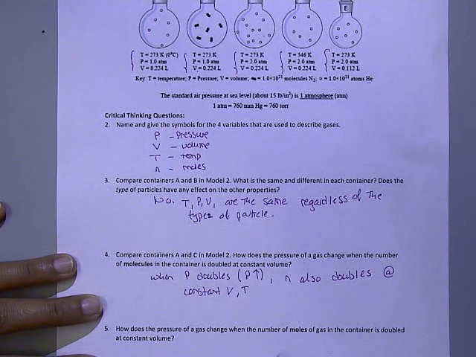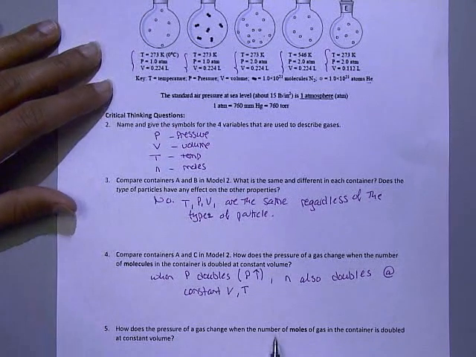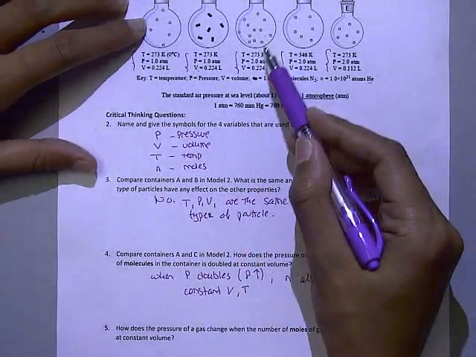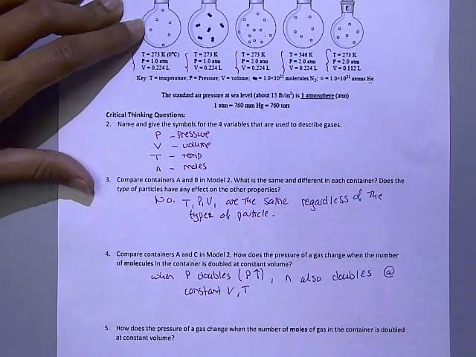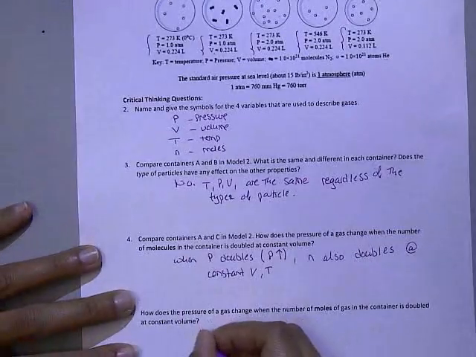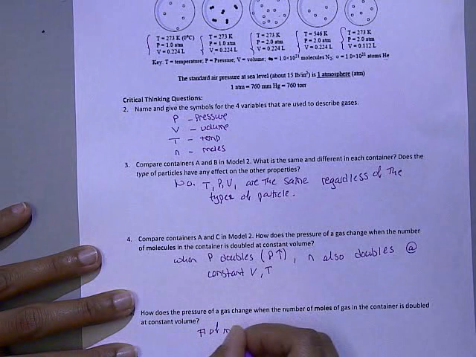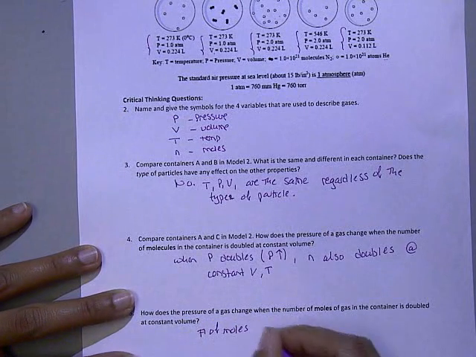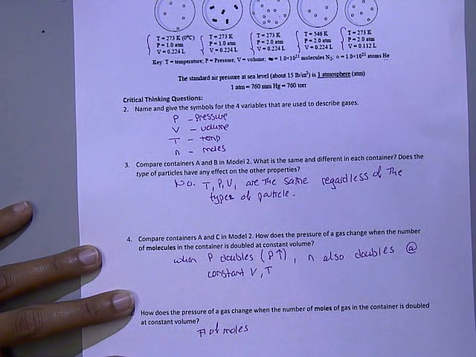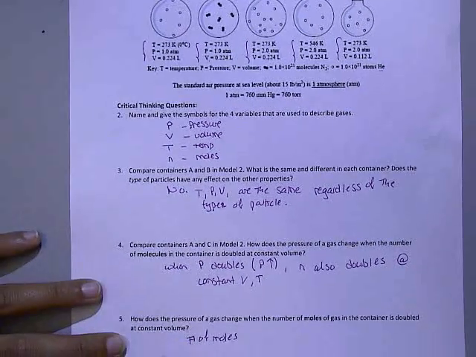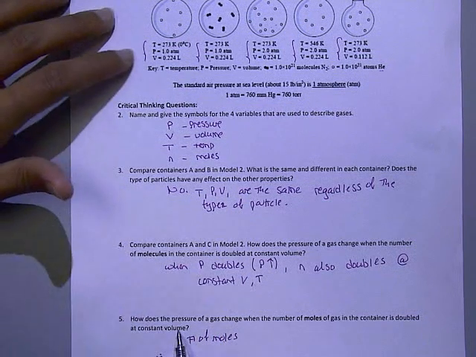So let's see. Number of moles is doubled. Okay. So this is actually asking the inverse of this question, right? So number of moles is doubled. Okay. So if the number of moles is doubled, therefore, let's actually take a step back. How does the pressure of a gas change when the number of moles of a gas in a container is doubled at constant volume?